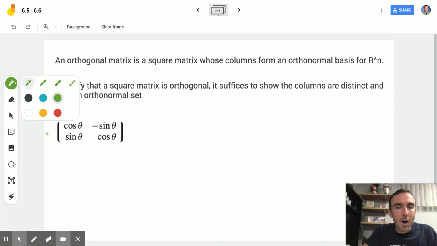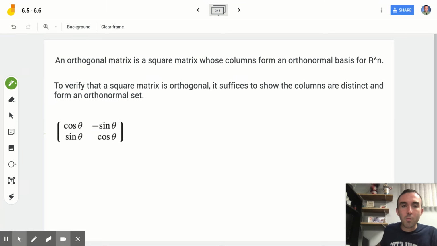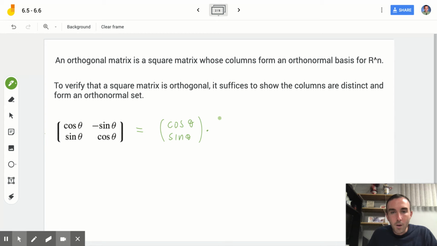For our first example, I will bring back one of our favorite matrices in the course, and that is our rotation matrix: cosine theta, negative sine theta, sine theta, and cosine theta. So what we'd like to do here is show that the columns are indeed distinct and form an orthonormal set. To begin that process, we are going to look individually at each column and take a look at some dot products. So we're going to first look at cosine theta, sine theta as its own column, and then negative sine theta, cosine theta as its own column vector.